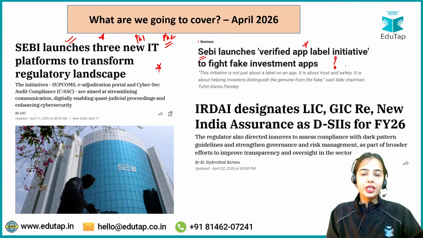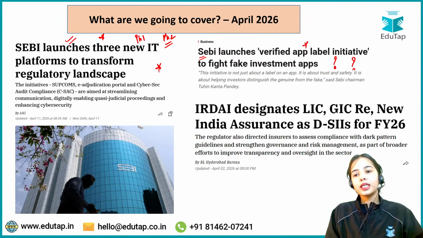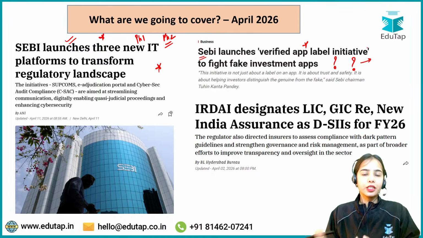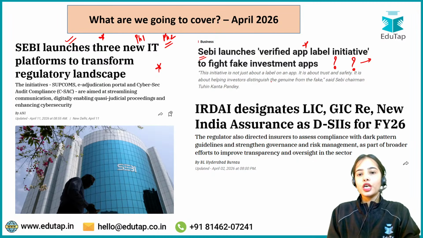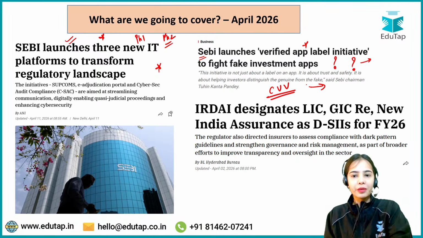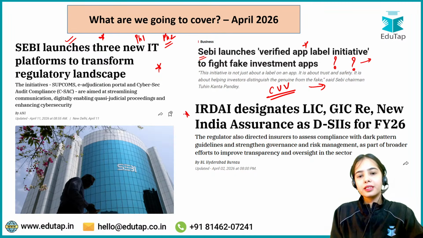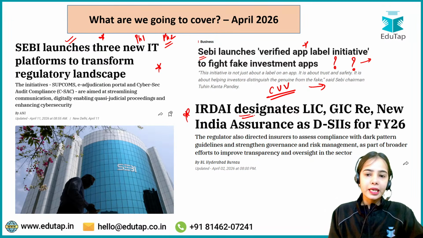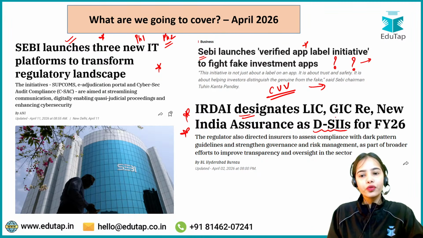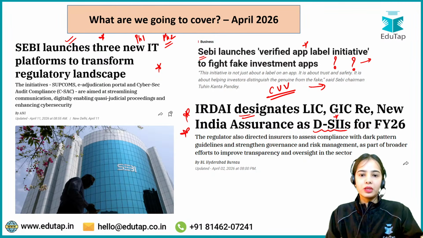So what is this initiative, that we will discuss, and what are the other initiatives that have been discussed by the chairman, that also we are going to discuss. So the CVV, what does this stand for from the perspective of the chairman of SEBI? We are going to discuss the full form of this also. Then the last article is regarding the IRDAI that has designated LIC, GIC and New India Assurance as the domestic systemically important insurers. So what are the parameters according to which the domestic systemically important insurers are listed? All of this we are going to discuss in today's session.